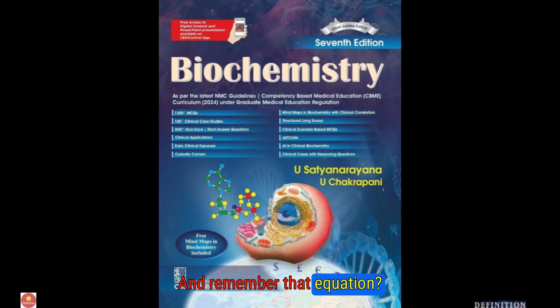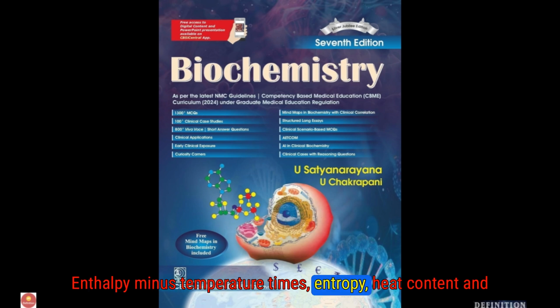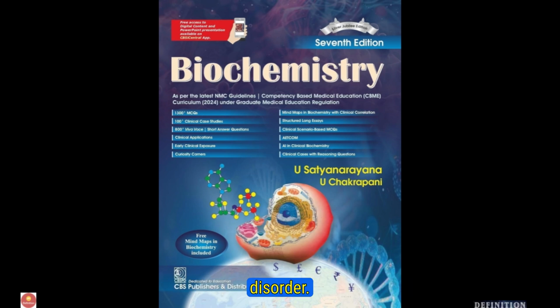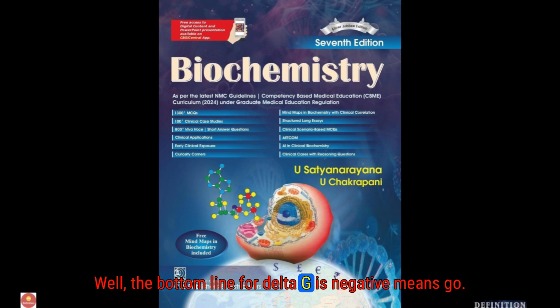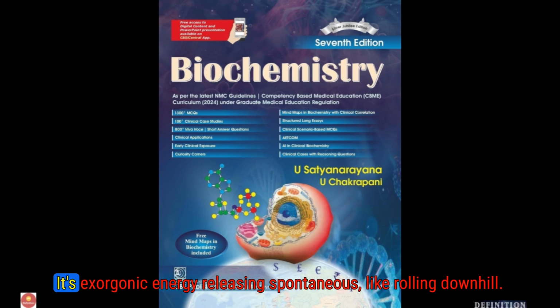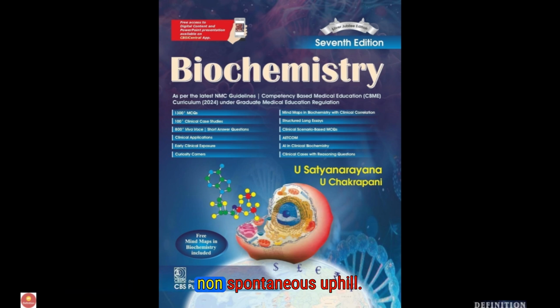Yeah. And remember that equation, delta G equals delta H minus T delta S. Enthalpy minus temperature times entropy, heat content and disorder. Still getting my head around that sometimes. Well, the bottom line for delta G is negative means go. It's exergonic, energy releasing, spontaneous, like rolling downhill. Okay. Positive delta G means you need to put energy in. It's endergonic, non-spontaneous, uphill.